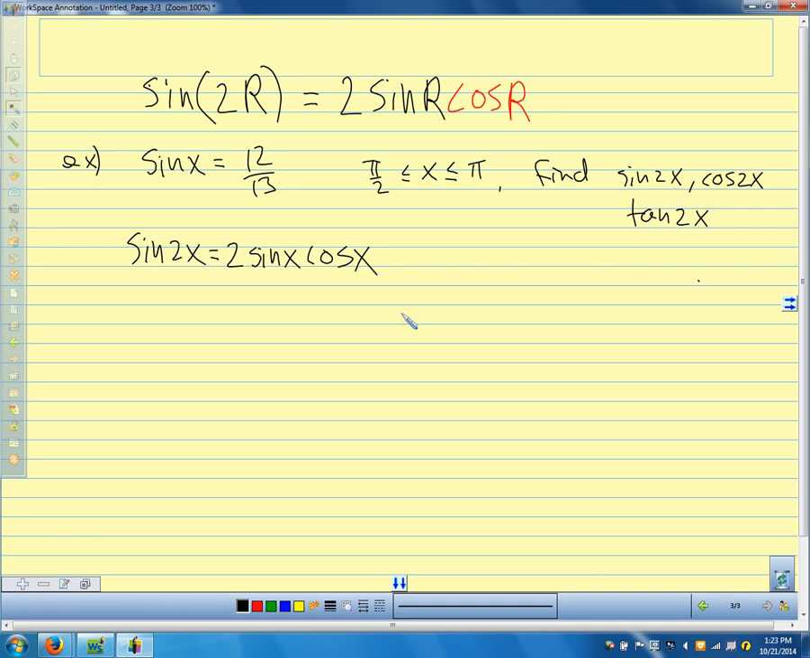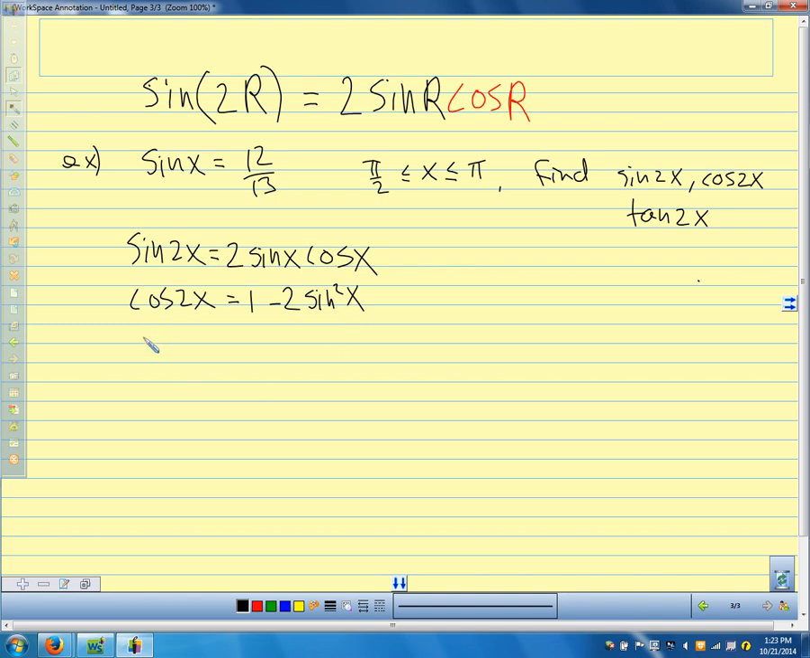I need cosine x. I have sine x. How do I find cosine x using this information? Yes. Draw a triangle. You can draw a triangle here, find cosine x. I'm going to say that cosine 2x, let's use our identity that only uses sine x. Cosine 2x is 1 minus 2 sine squared x. So I can find that directly from here. I could use one of the other identities as well, because we have to find cosine x, but this one would be easy to use.